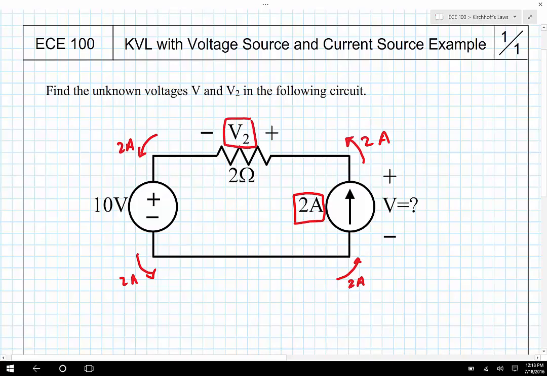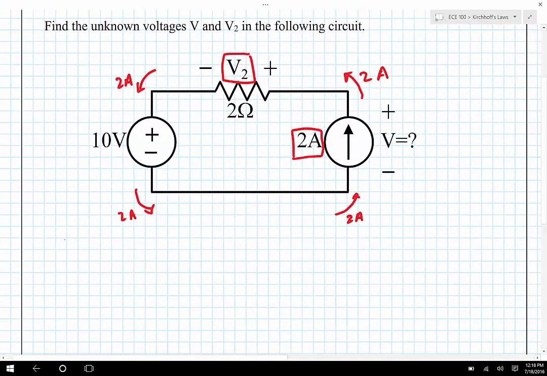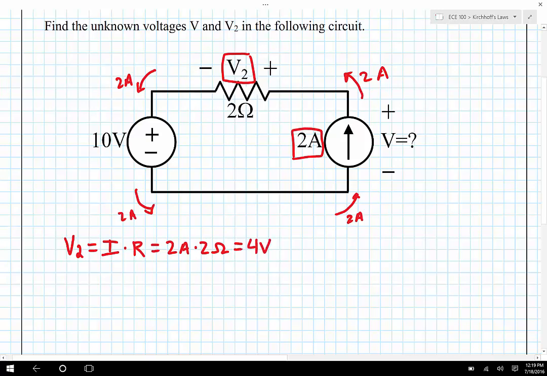So V2 by Ohm's law is just going to be equal to I times R. So V2 is equal to the current in that resistor multiplied by the resistance, which is going to be 2 amps multiplied by 2 ohms. Notice, by the way, that this does obey the passive sign convention because the arrow is flowing into the positive terminal. So therefore, V2 is equal to 4 volts. So that's going to make our lives quite a bit easier when we do Kirchhoff's voltage law.